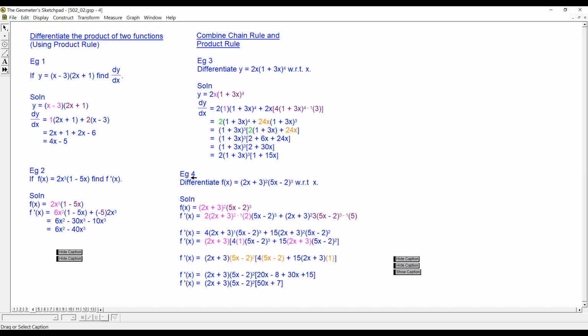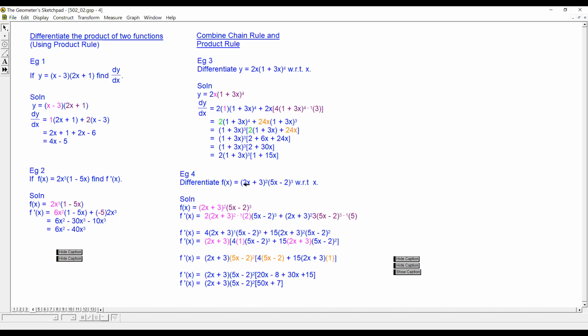Okay. Example number 4, differentiate the product of two functions. We are still at the product of two functions. The first function is (2x + 3) raised to the power 2. This is a composite function. The second function is (5x - 2) raised to the power 3, another composite function. So I want to differentiate the product of two composite functions. First one also composite, second one also composite, right?